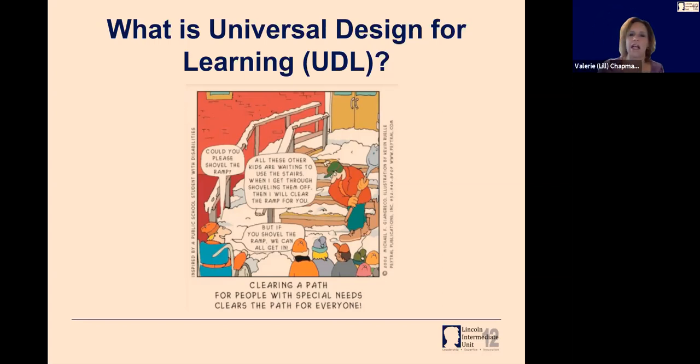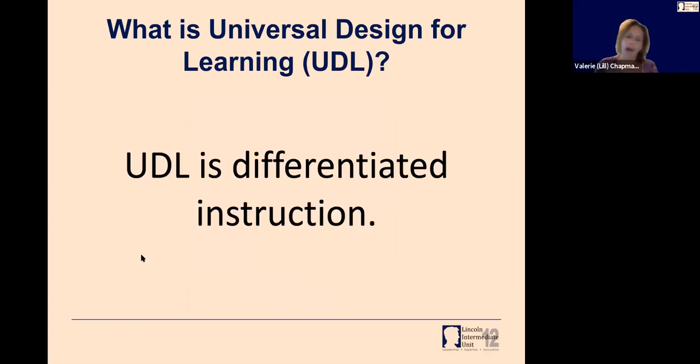A lot of the strategies for UDL may have been thought of or designed with special education students in mind. However, they can benefit all students, not just your students with special needs, just like shoveling the ramp benefits all those kids, not just the kid in the wheelchair, getting into the school. And I'd like to think they'd shovel before the kids showed up for school, but you know, it's summer, so.